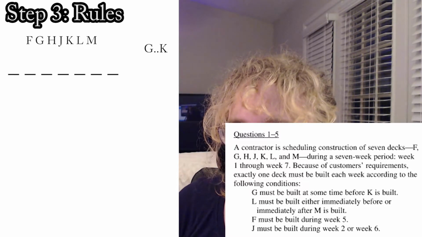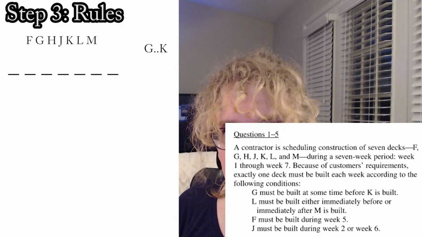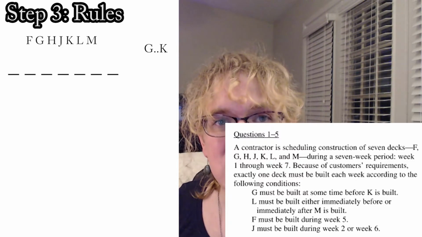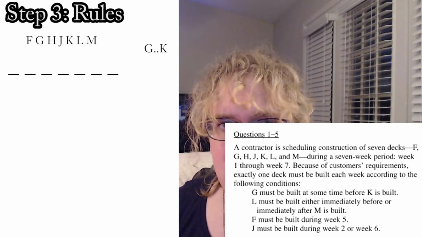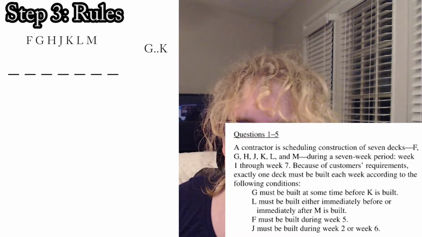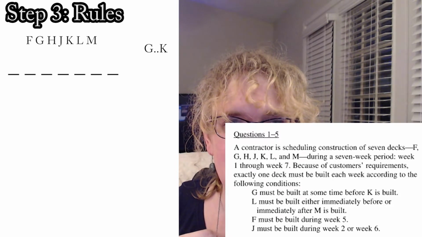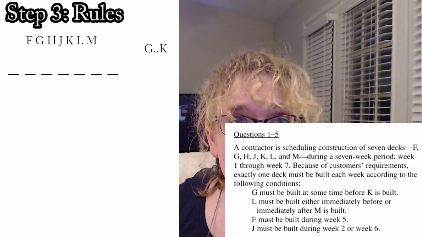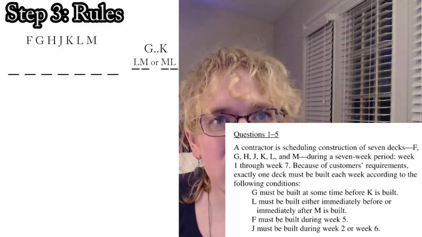Rule number 2, L must be built either immediately before or immediately after M. In this case, we have kind of an opposite problem where we know there are no entities between them. L and M have to be directly next to each other. Unfortunately, we don't know which one's first. It could be LM or it could be ML. So how can we draw this out? Well, one way that I personally like to show that two things are directly next to each other is to use the dashes underneath them. So like 2 dashes with LM on top could work. And then you just write or ML. So we know it's one or the other.